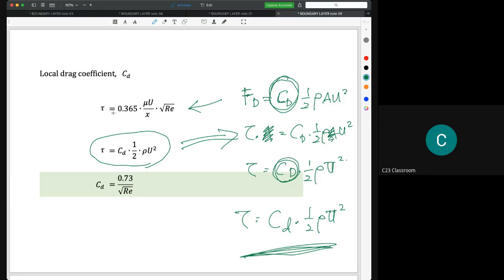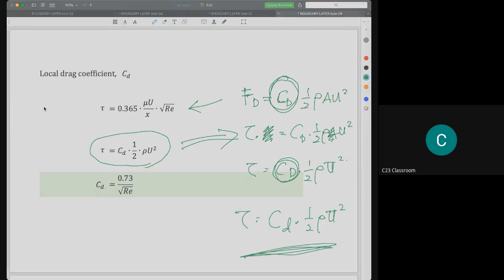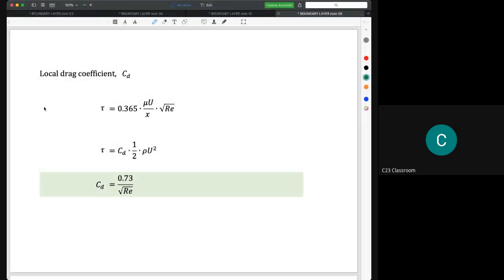So if we have this equation, I think you know what to do. After this, if you have these two equations, we could substitute the value of shear stress here into this term, and then we could rearrange for the value of cd. So the value of cd will be equal to 0.73. And this local drag coefficient is only for the second order polynomial, because we calculated all the terms here by using the second order polynomial velocity profile.